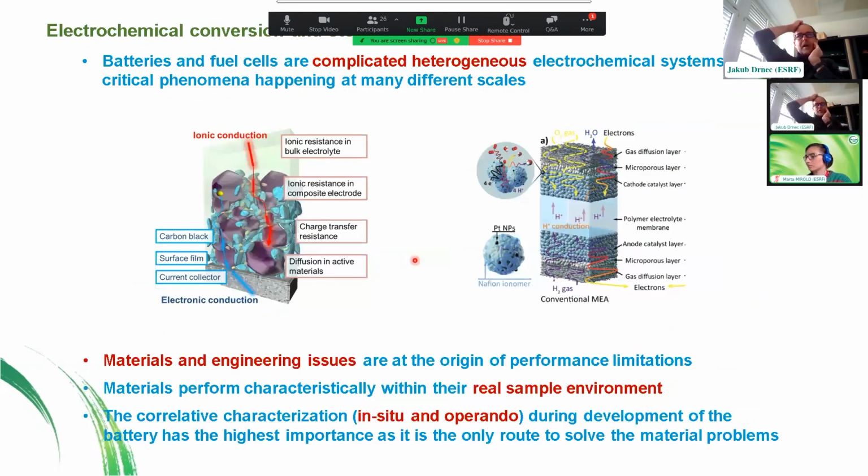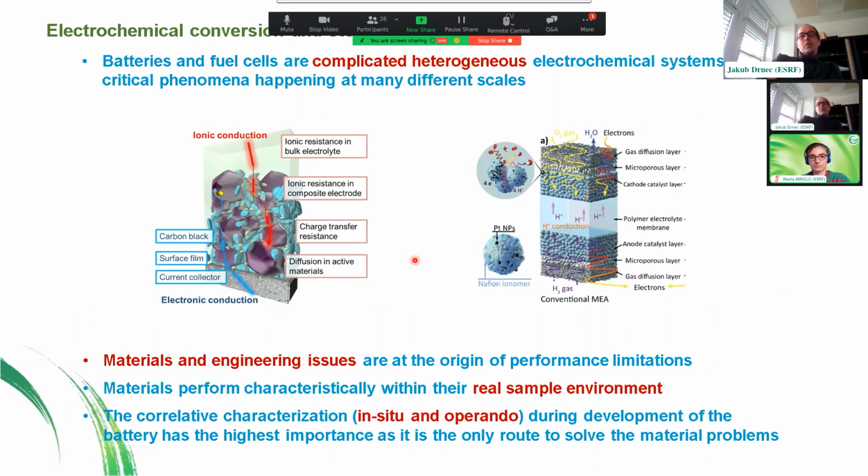Okay, so now we are getting into the electrochemical conversion systems. And it doesn't matter if we talk about batteries, fuel cells, electrolyzers, some kind of flow hybrid batteries or whatever. The idea is pretty much the same, right?